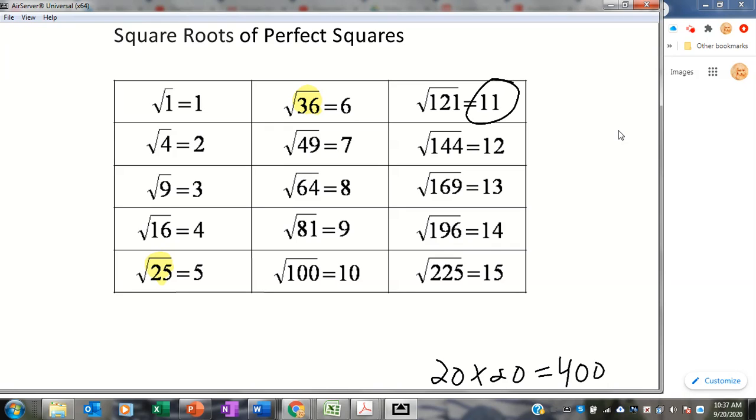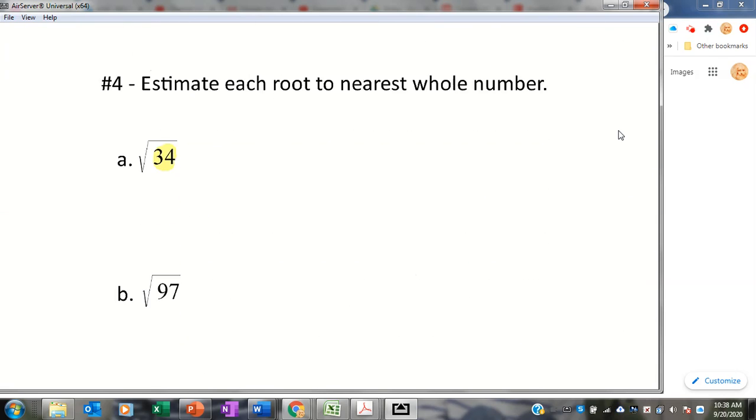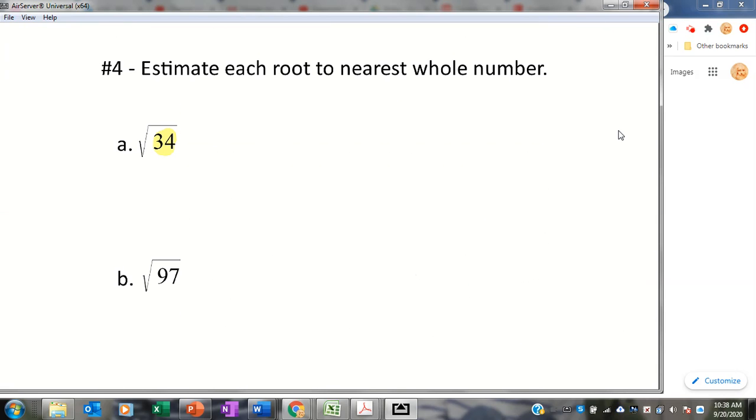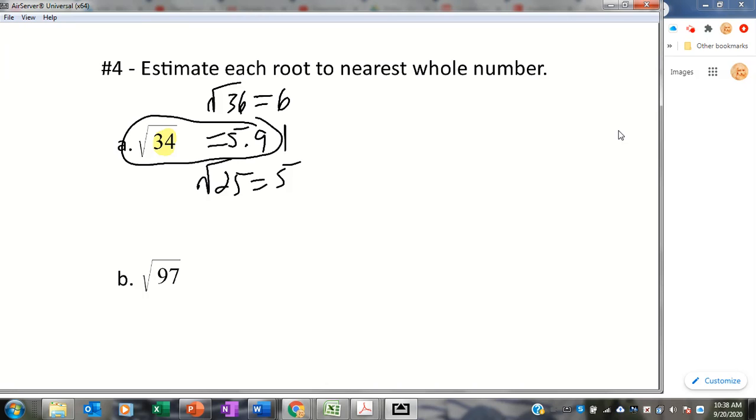You can see the square root of 36 is 6, and the square root of 25 is 5. So what that means is our number 34 falls right in the middle of that. And 34 is a little bit closer to 36, so we're going to estimate this. It has to fall between 5 and 6. So I'm going to say it's 5.9. And that's how you estimate that, because it falls somewhere between 5 and 6.